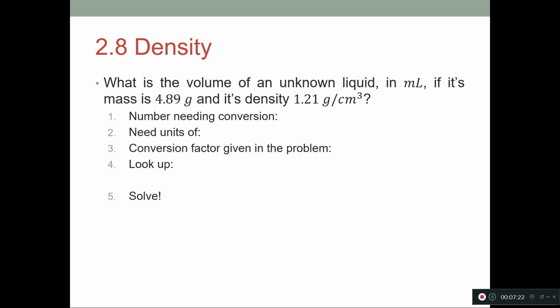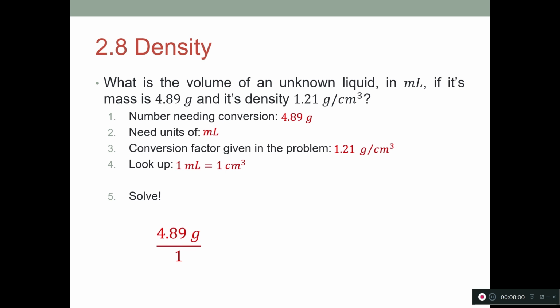But now if we want to use this density as a conversion factor, we can use it with one of our problem approaches. So what is the volume of an unknown liquid in milliliters if its mass is 4.89 grams and its density is 1.21 grams per cubic centimeter? The number we're trying to convert is our 4.89 grams. We want our answer in units of milliliters. The conversion factor given in the problem is the density, the 1.21 grams per cubic centimeter, and we can just look up or memorize the fact that 1 milliliter is equal to 1 cubic centimeter.